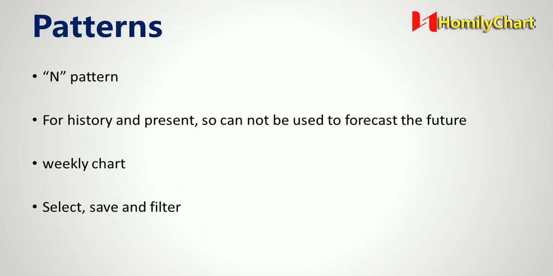So what is the untending? This is the pattern, unpattern, for history and present. So it cannot be used to forecast the future. And you should use the weekly chart first.